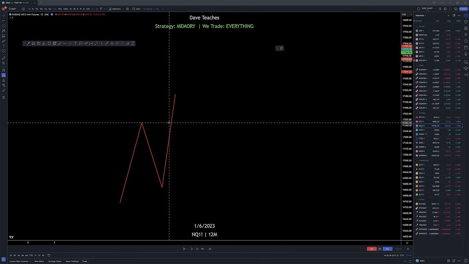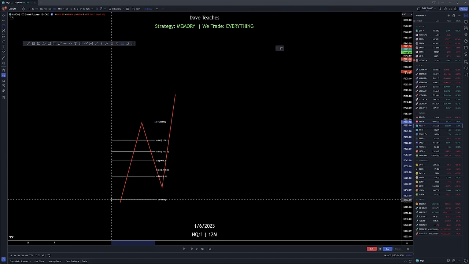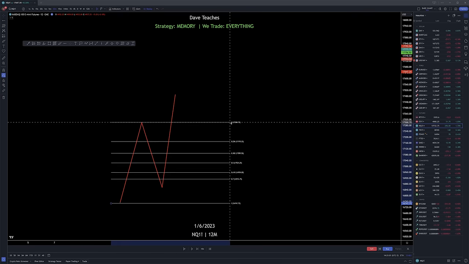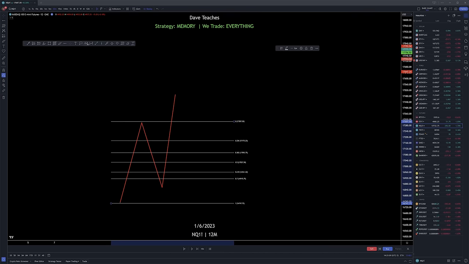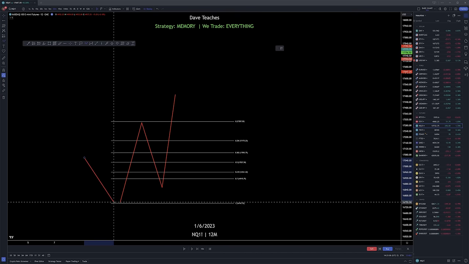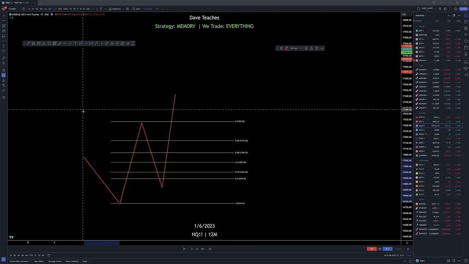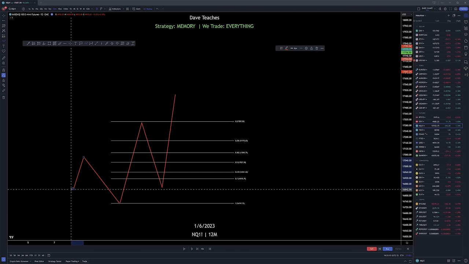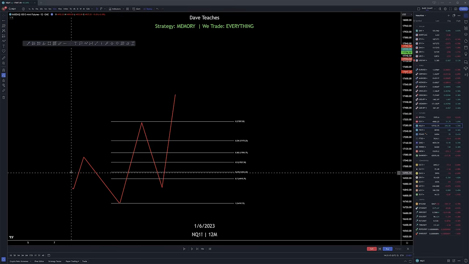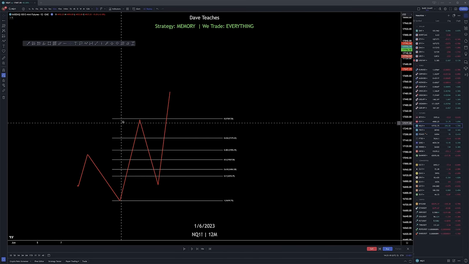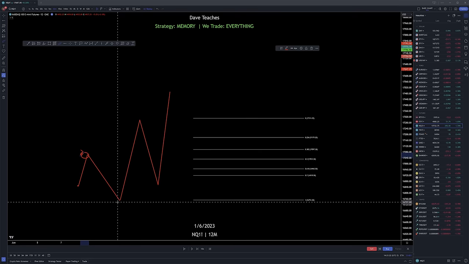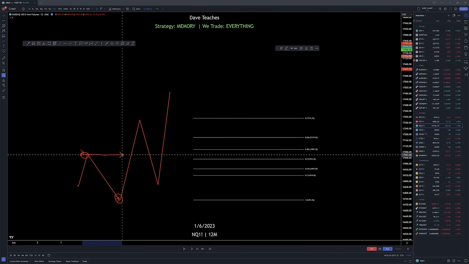So look, we have this previous, let me just create something here just so it shows that we went up above it. Cool. So we have this previous high and this previous low before price traded up and broke it, right?